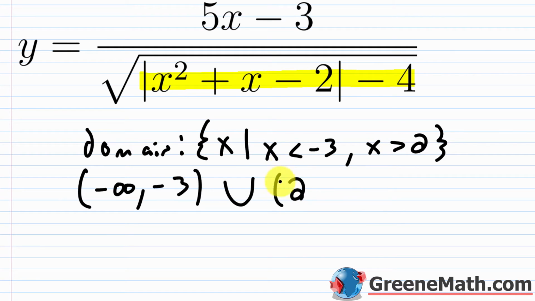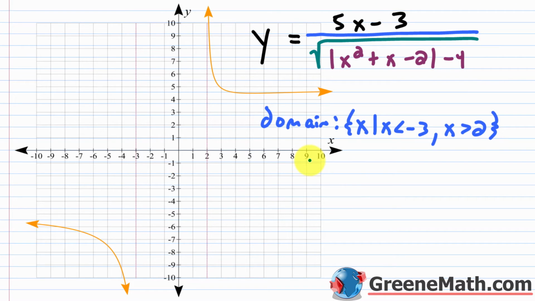So 2 would not be included, so use a parenthesis there. So this is out to infinity. All right, let's wrap things up and just come to a little graph. And what we see will confirm what we have here.